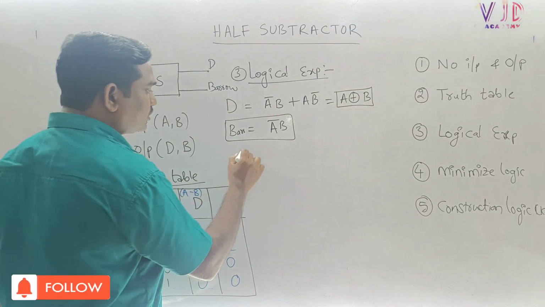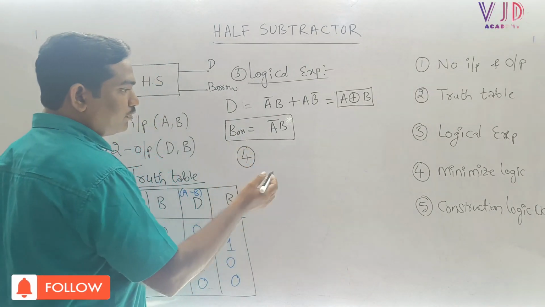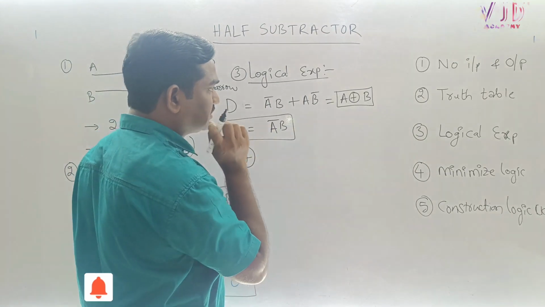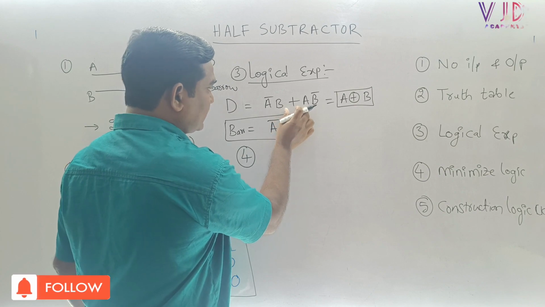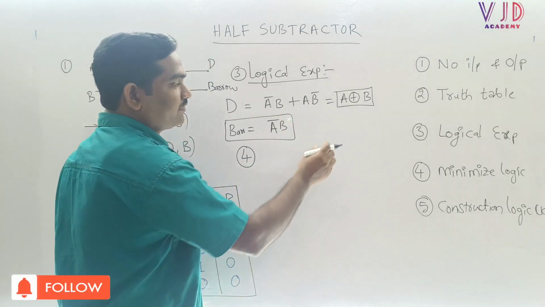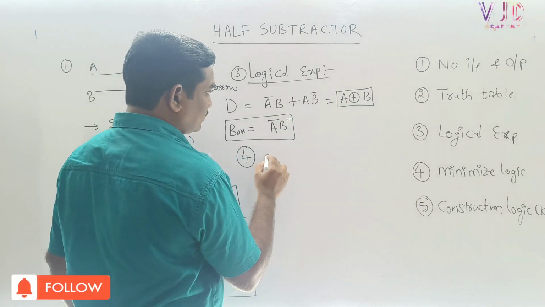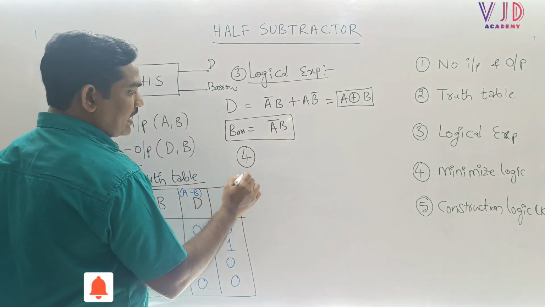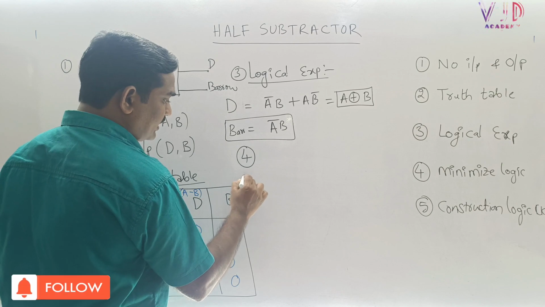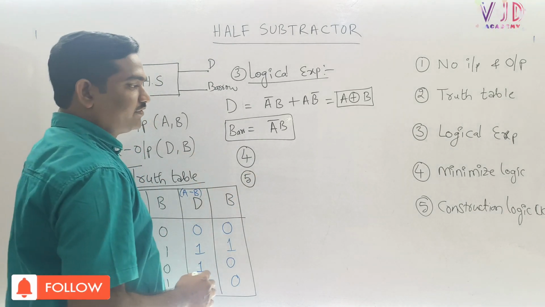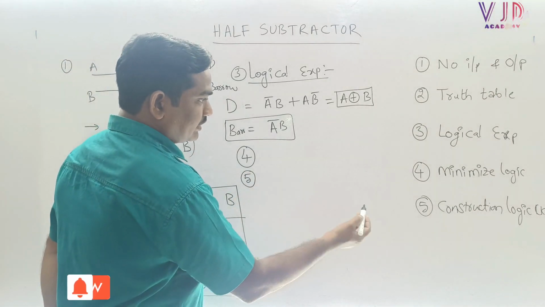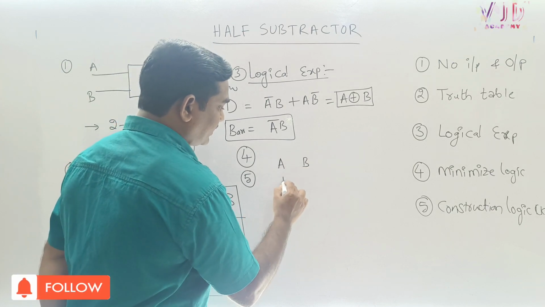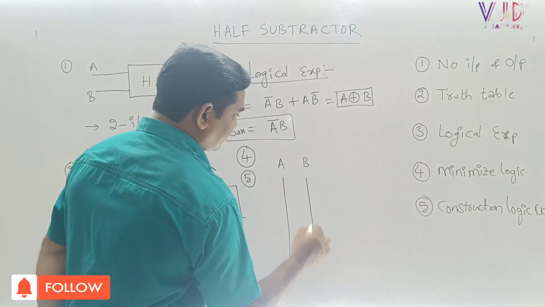Now coming to the fourth one, sir, there is no need for minimization, because we have only two equations, and the difference equation itself we have already minimized. So we can write a XOR b and a bar b. Finally, I can take the fifth one, construction of the logical circuit. Sir, we can say the logical circuit. Here this is a and this is b. So let us try to construct it.